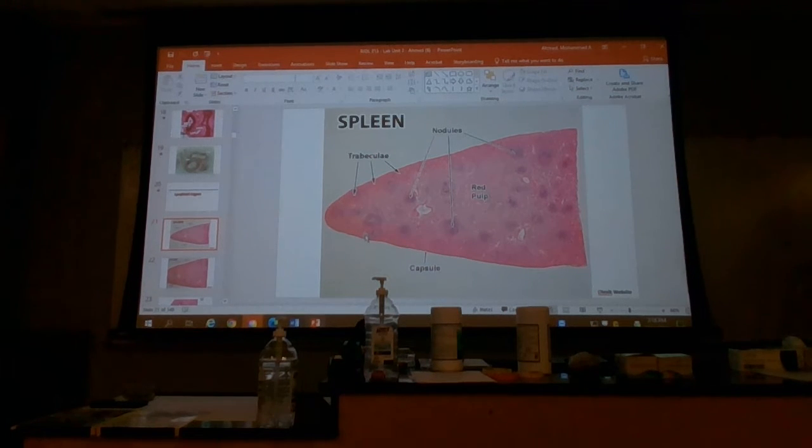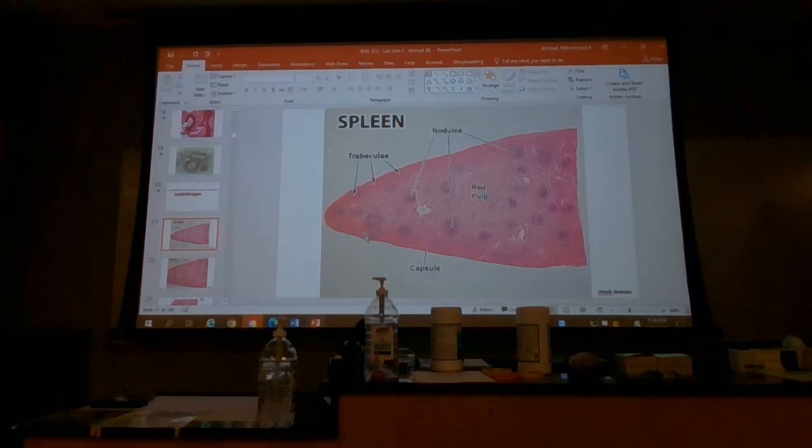But within the red pulp, you see these bunches, these nodules. You know what nodules are, right? Like these rounded structures. These are either called the splenic nodules, or the splenic corpuscles, or you can simply call it the white pulp. So the whole pink background is called the red pulp. These blue or purple areas are called the white pulp or the splenic nodules.